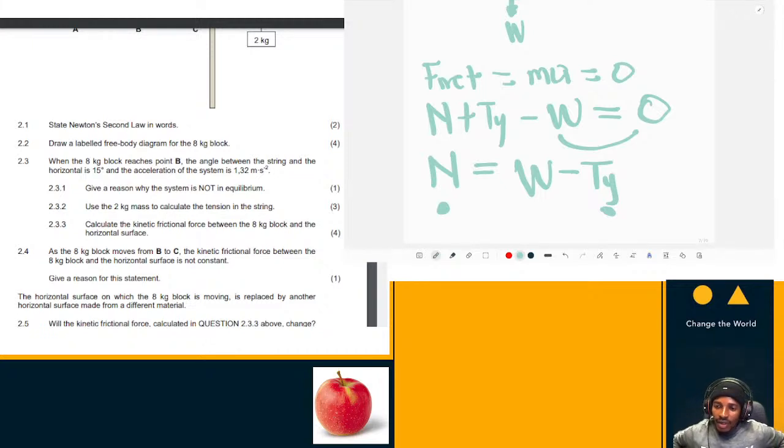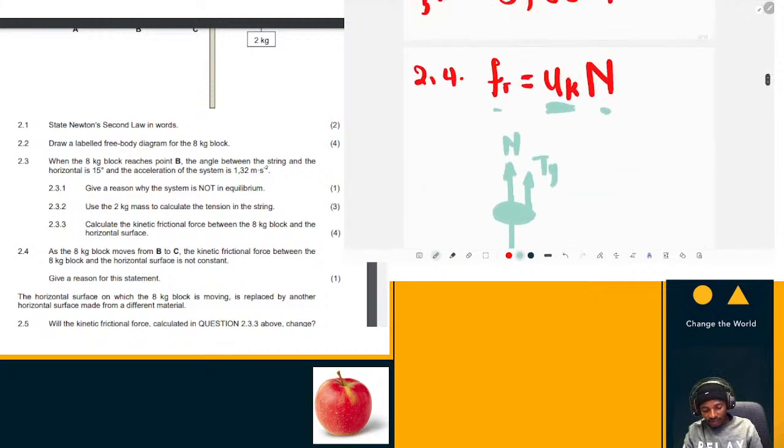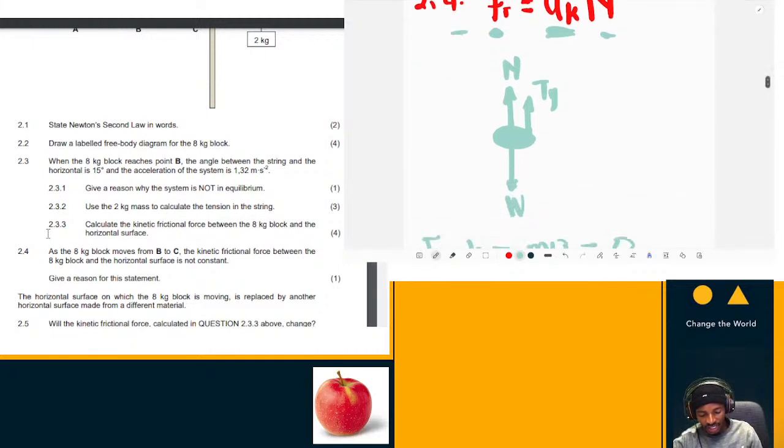That is why, if we change the angle between the tension and the horizontal, we are automatically changing this quantity over here. If this quantity changes, the normal force changes, and therefore the friction will also change, because it is directly proportional to the normal force. So how do we answer this question? The friction will not be constant because the vertical component of the tension will keep on changing. That's how we answer this question.